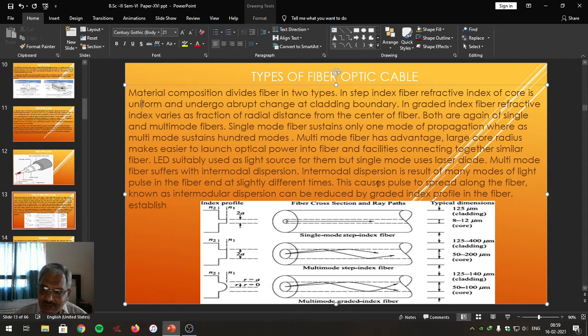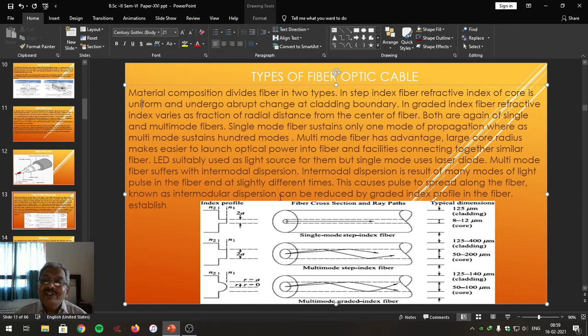In short, you can remember there are two types of optical fiber. One is a step index, second one is a gradient index. Step index and gradient index are both divided again into two types. One is a monomode fiber and second one is a multimode fiber. So these are the types of optical fibers which are used in practice to carry the light radiations from one end towards the other end.